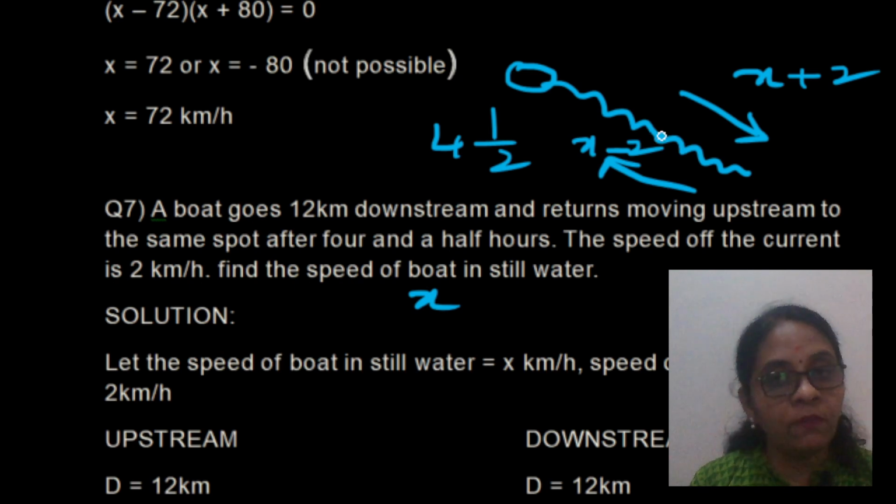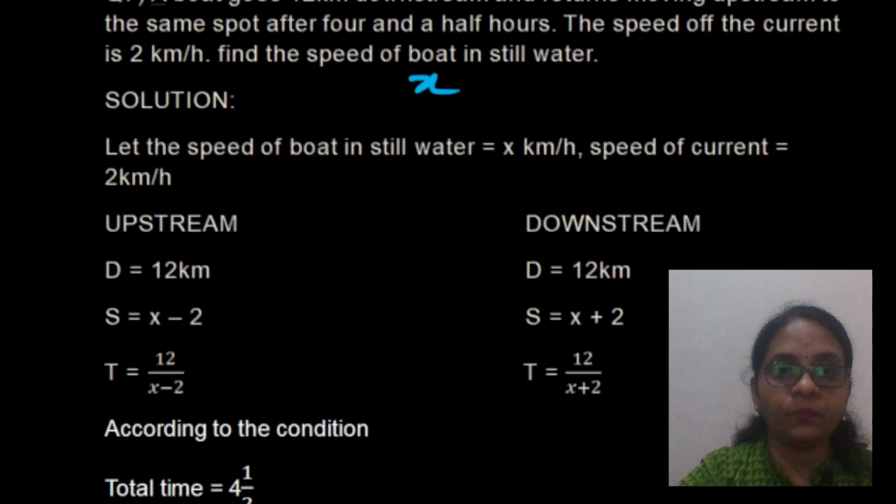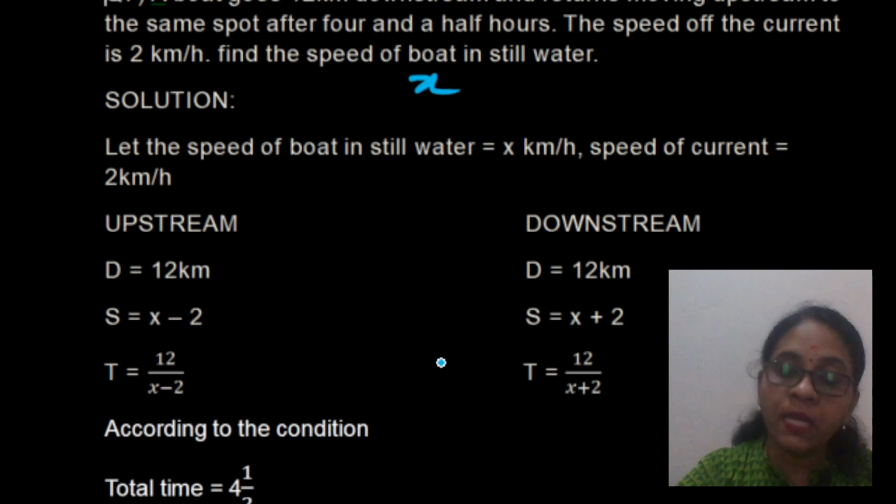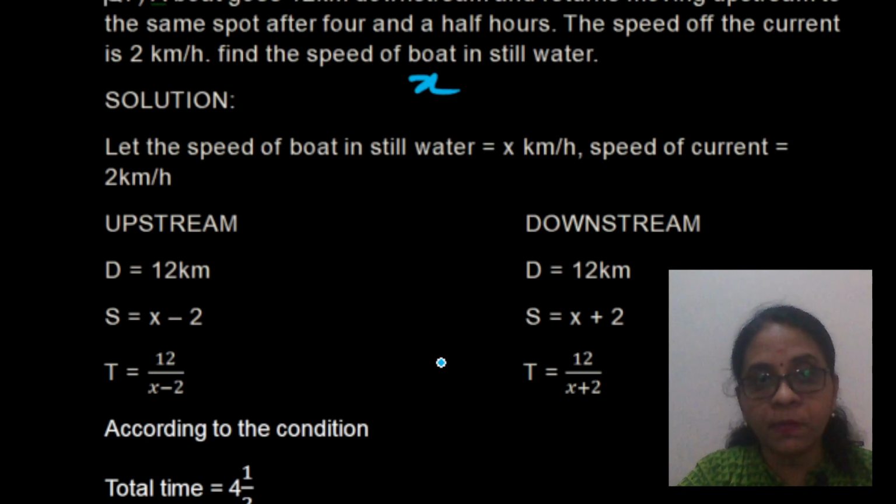Here again we have two conditions. One is upstream, one is downstream. Let's see the solution now. So here upstream distance is 12, downstream distance is also 12, speed is x minus 2, speed is x plus 2, time taken is the same formula, distance by speed. So 12 by x minus 2 and 12 by x plus 2.